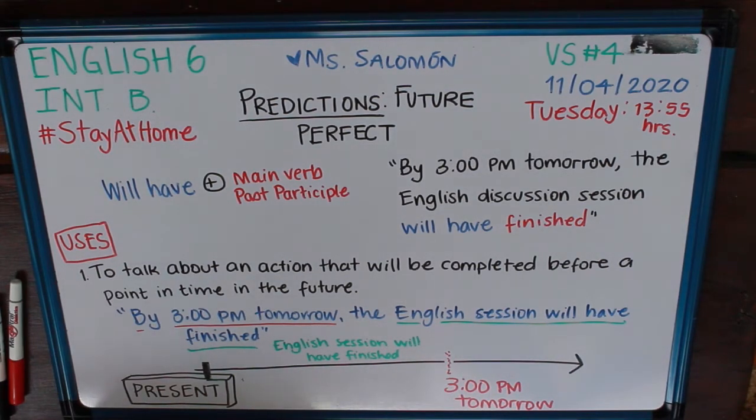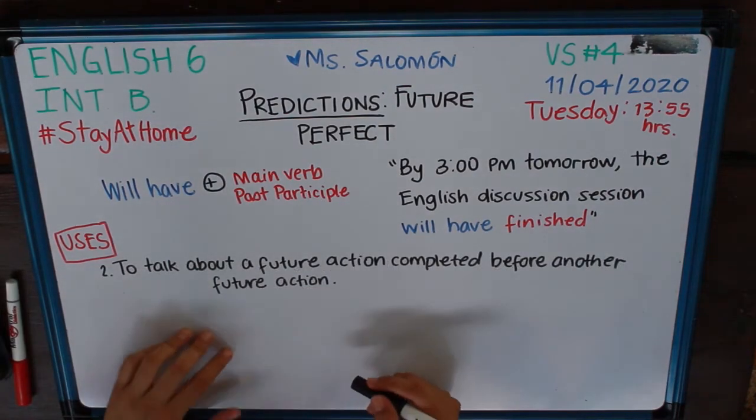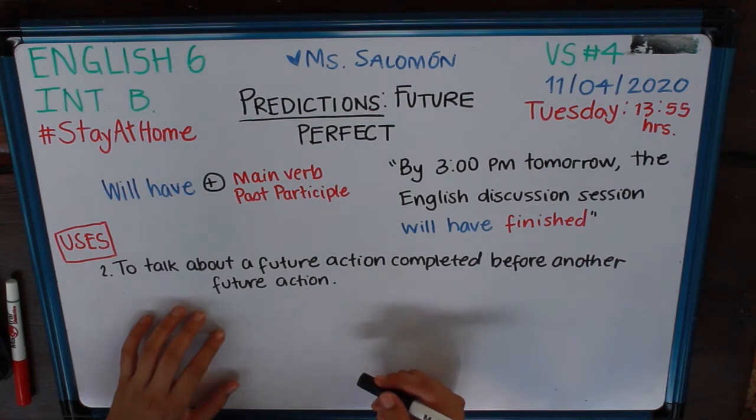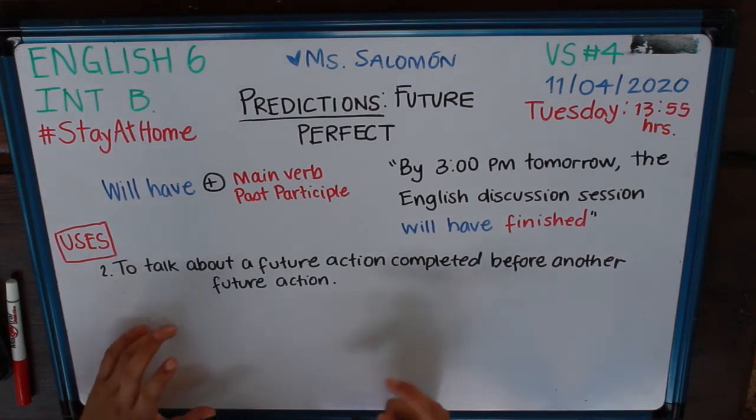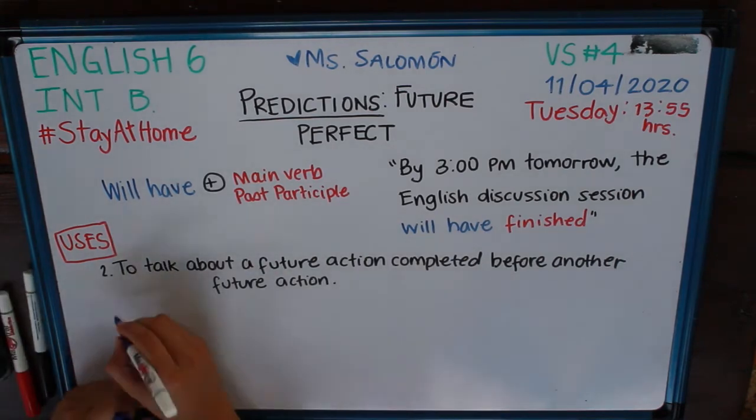Let's move on to the second use of the future perfect tense. So we use the future perfect tense also to talk about a future action completed before another future action. I will give you an example and then we will work with the timeline.